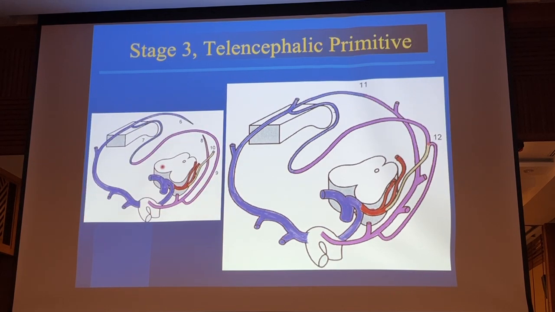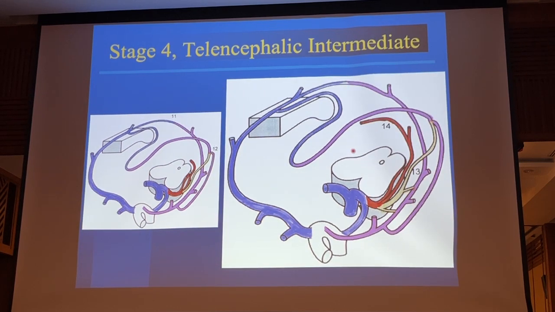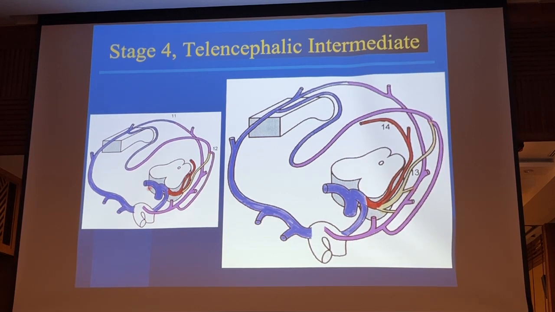From this choroidal stage, what happens from here to here? Now you have a further development of the DN mesencephalic branch, and there is a large branch coming off from this trunk, which eventually becomes the lateral posterior choroidal artery. This connects with the anterior choroidal artery at this stage. This is the connection. From this stage, now telencephalic intermediate caudal. This is stage 3.